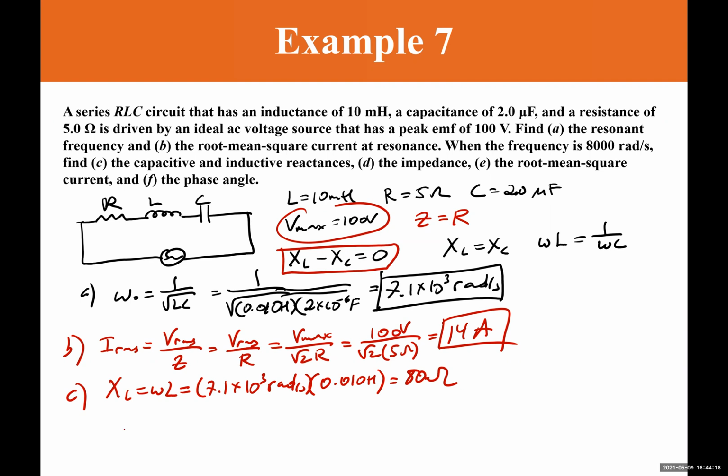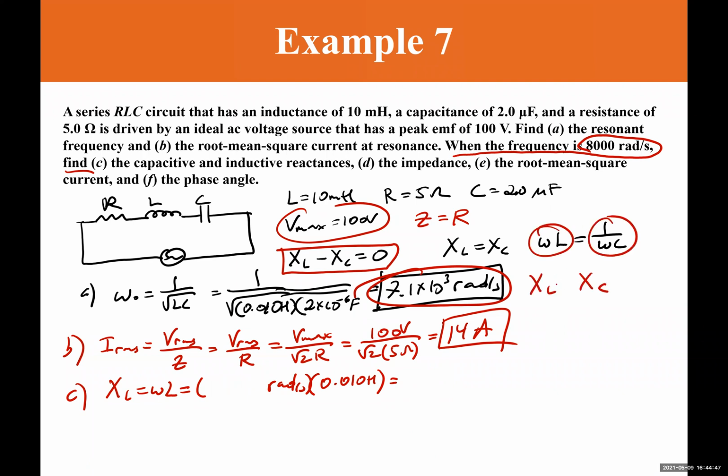All right, sorry guys, I made a mistake here because I didn't read it carefully. It says when the frequency is 8,000 radians per second, then find the capacitive and inductive reactances. That means we come back here because this is no longer at the resonance frequency. And we can see that it's not the resonance frequency because the reactances are not going to be equal to one another. At the resonance frequency, when I calculate x sub L and x sub C, they will be exactly the same value. But here we have 8,000 radians per second.